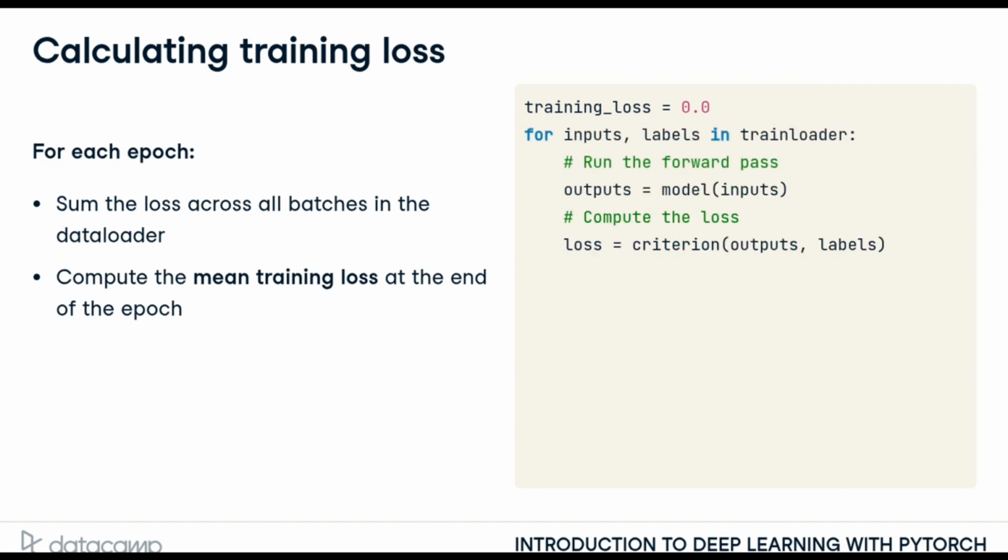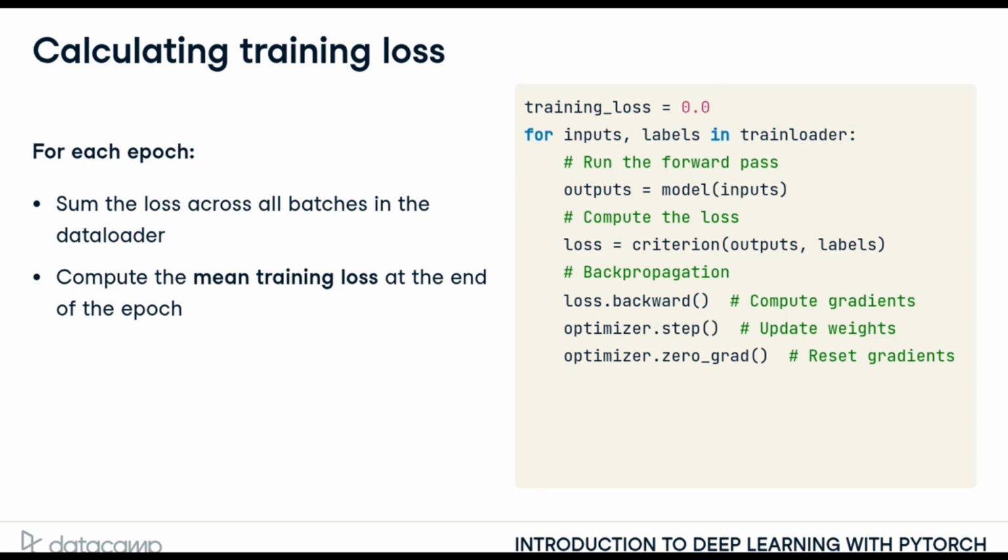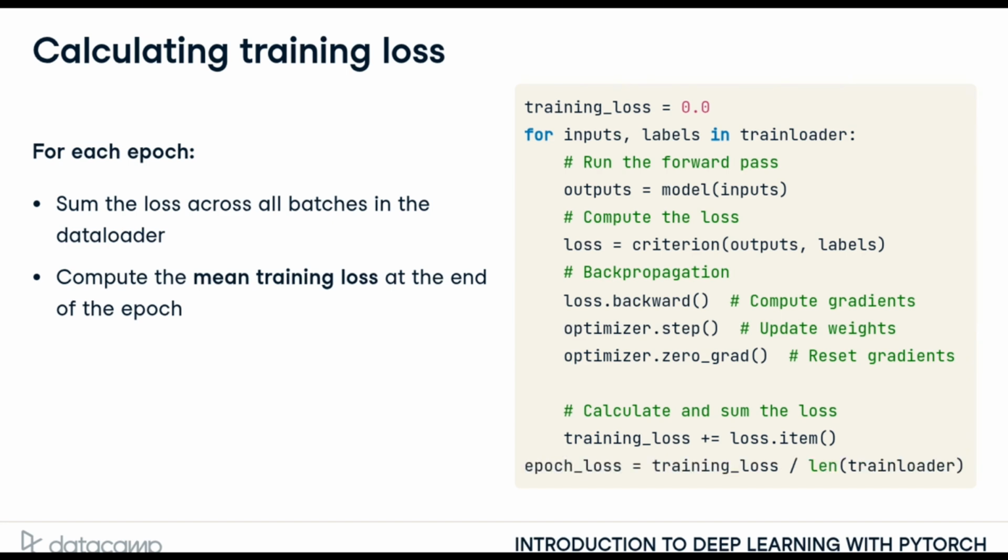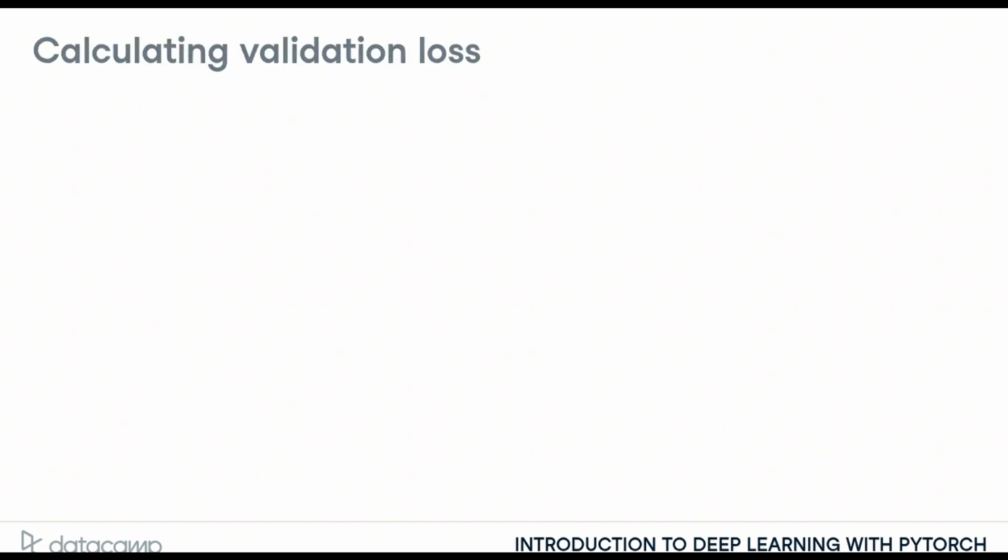We iterate through the train loader, run a forward pass, and compute the loss. As usual, the model computes gradients and updates weights using backpropagation. We add each loss value to the total using .item, which extracts the numerical value from a tensor. Since one epoch is a full pass through the training data loader, we compute the mean loss by dividing training loss by the number of batches in the train loader.